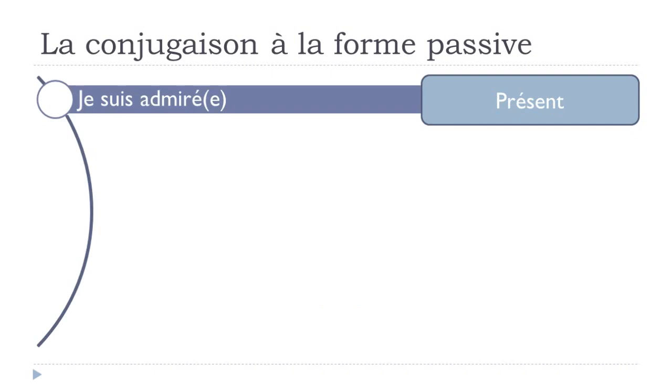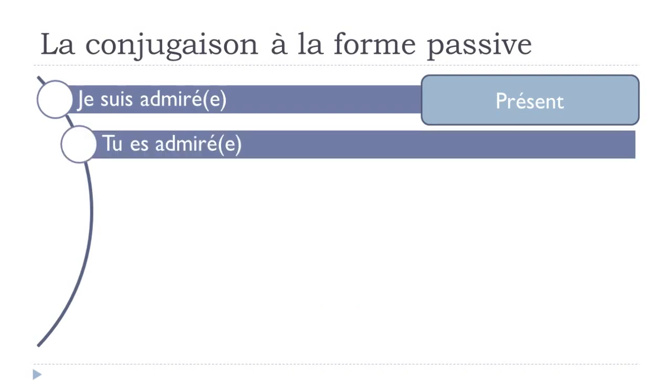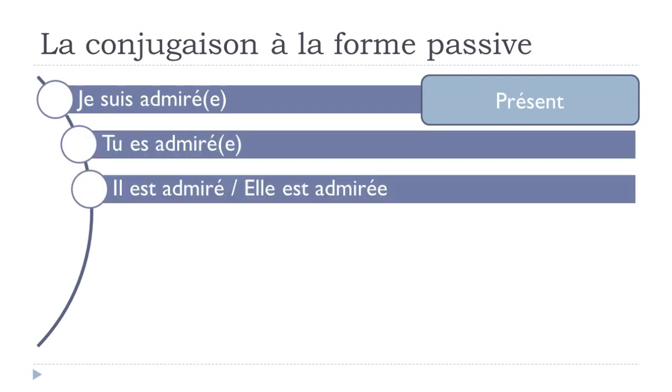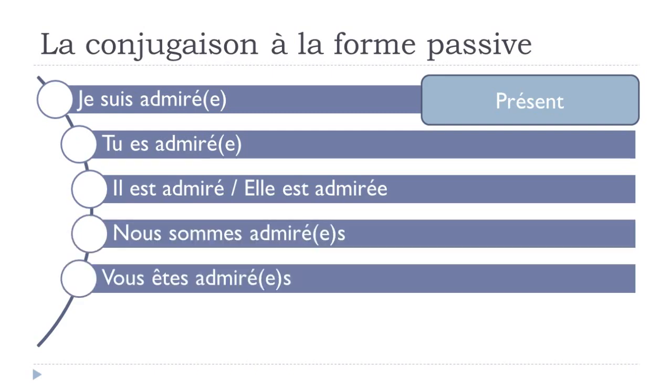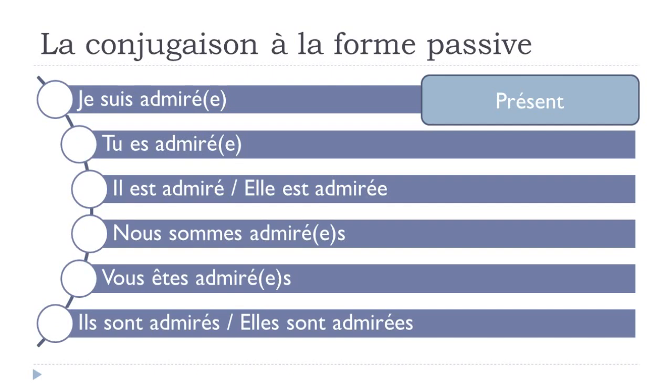Présent, so it will be je suis admiré. Tu es admiré, il est admiré, elle est admirée. Nous sommes admirés, vous êtes admirés, ils sont admirés, elles sont admirées. Alright, so as you can see, être will be the main thing that will change here.